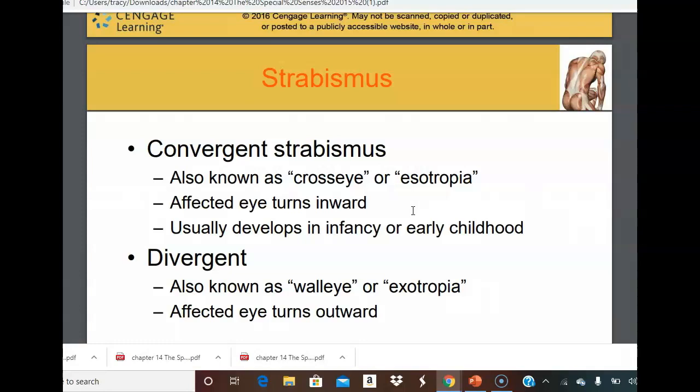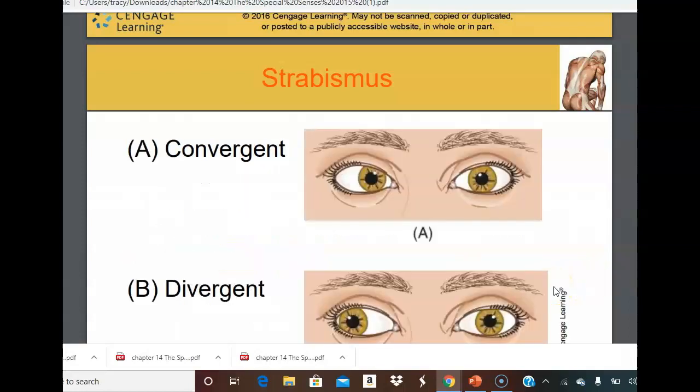And then a divergent would be one that actually turns outward. They also call that walleye. So don't get these two terms mixed up with entropion and ectropion. This is esotropia. Okay, so eso means in, exo means out. So do not get these two mixed up with the other two that we talked about earlier. Okay, so esotropia is cross-eyed or convergent. Exotropia is wall-eyed or outward or divergent.